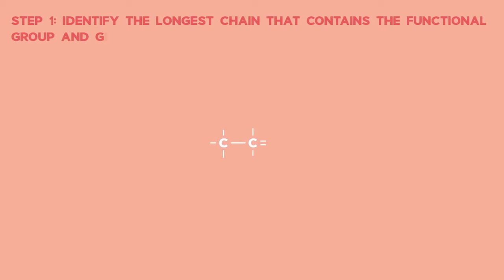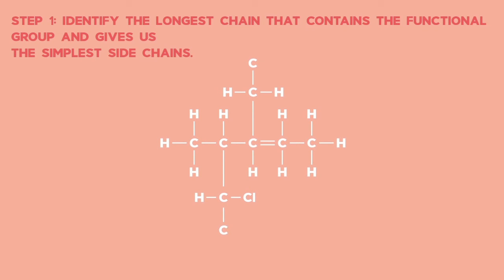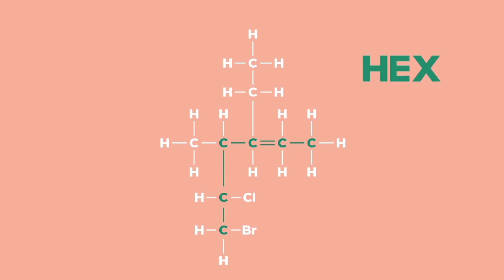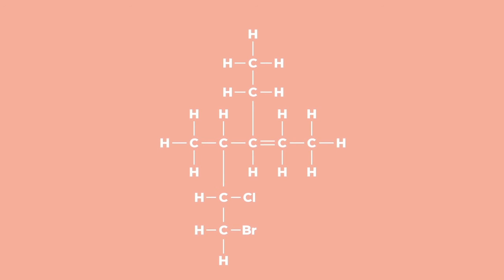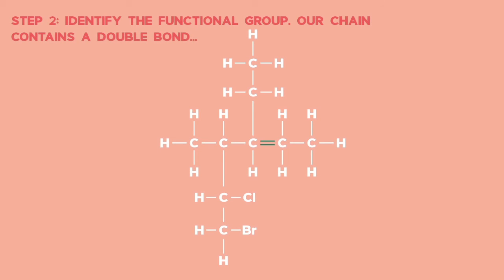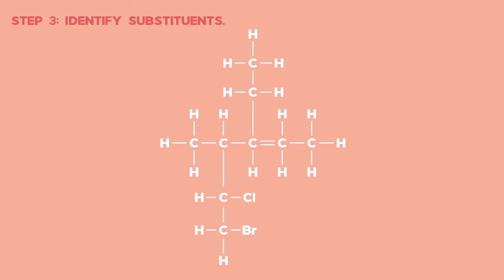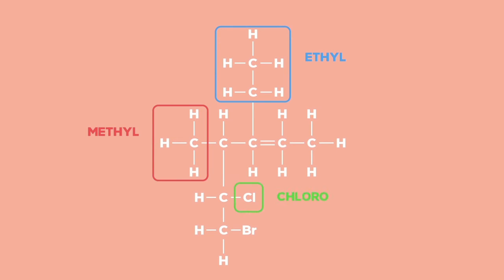Let's look at the following example. Step 1. Find the longest chain that contains the functional group and gives us the simplest side chains. We see that our main chain contains 6 carbons, therefore our root word will start with hex. Step 2. Identify the functional group. Our chain contains a double bond, therefore our root word will end with ene. Step 3. Identify substituents. We have an ethyl group, a methyl group, a chloro group, and a bromo group.